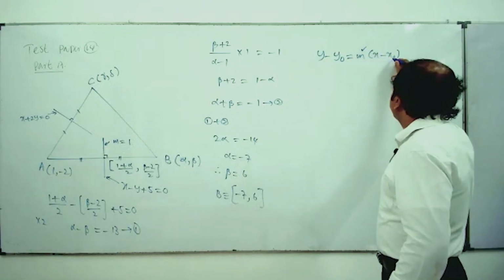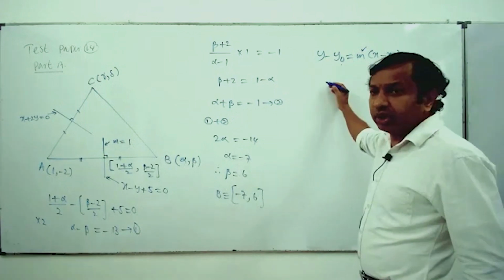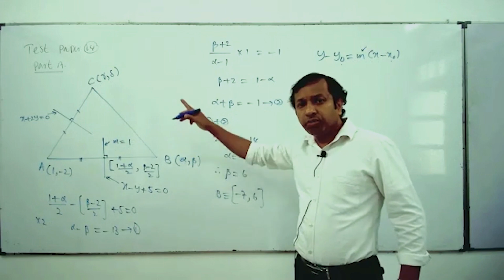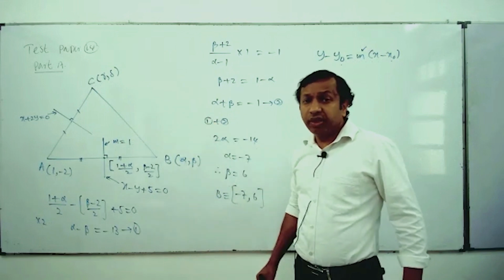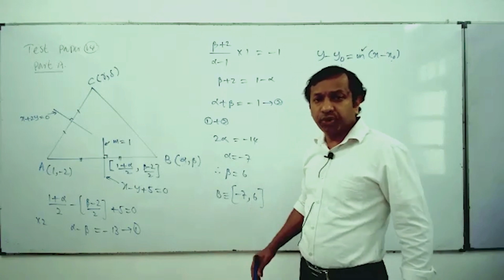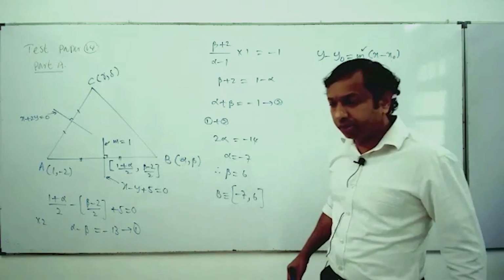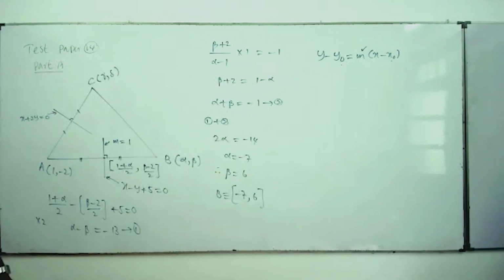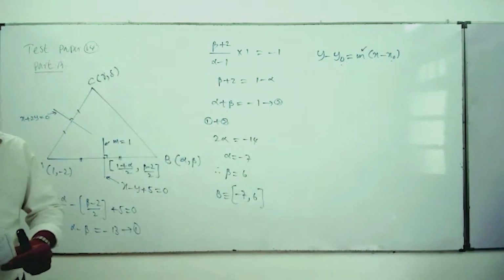What are these x naught, y naught? Any point on the line BC, you can take your x naught, y naught as point B or point C. Then you can get the equation of BC. That's the method. I think the rest you can do. Okay? Right. Next one, number 2.